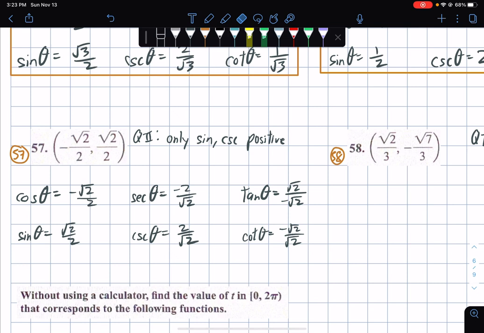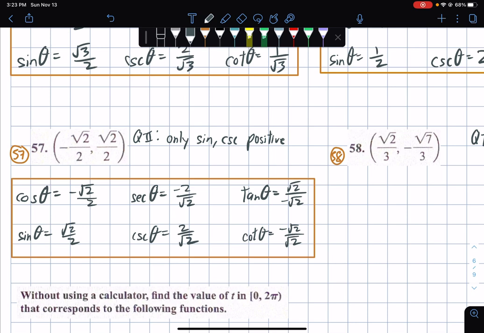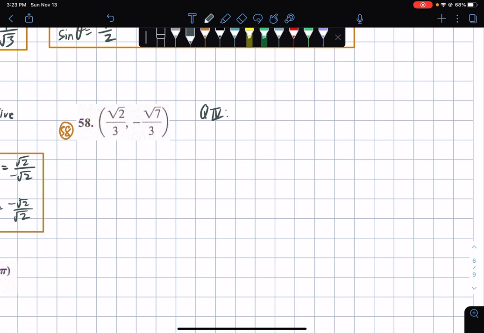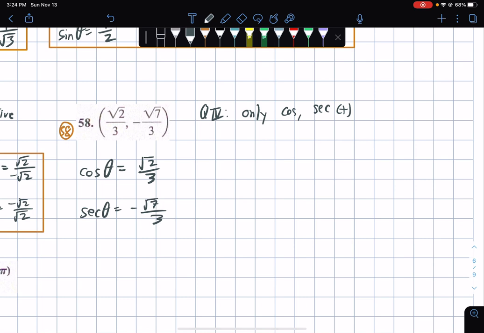Okay, that's number 57. Number 58. Quadrant 4, since x is positive, y is negative at the same time. And quadrant 4 is where only cosine and secant are positive. So, cosine is root of 2 over 3. Secant is negative square root of 7 over 3.